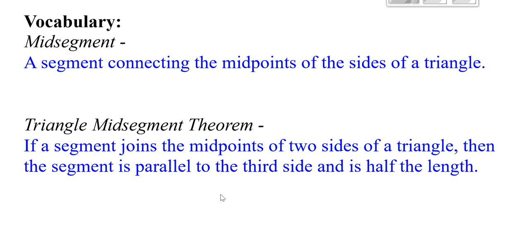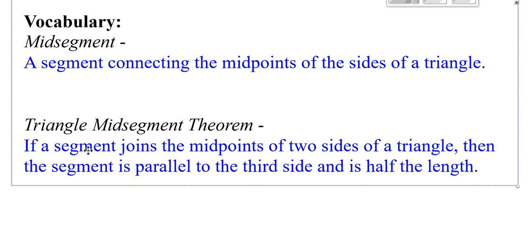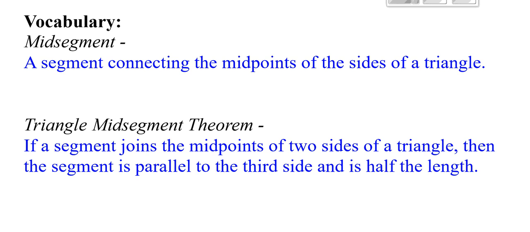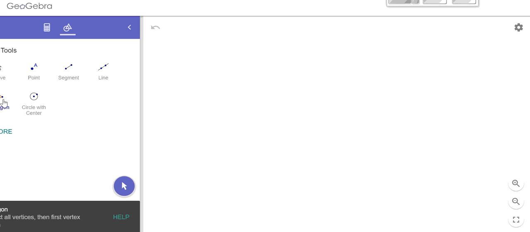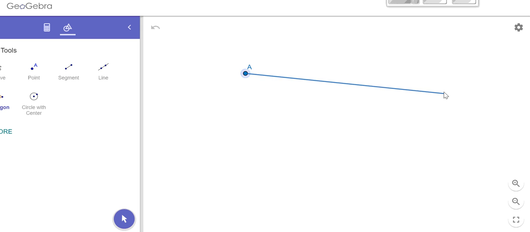Okay, so let's go ahead and use GeoGebra, and we're going to construct some midsegments and try to make sense of this midsegment theorem. The midsegment theorem says if a segment joins the midpoints of two sides of a triangle, then the segment is parallel to the third side and is half the length of that side. So if I look at my GeoGebra here, I'm going to go ahead and construct a triangle.